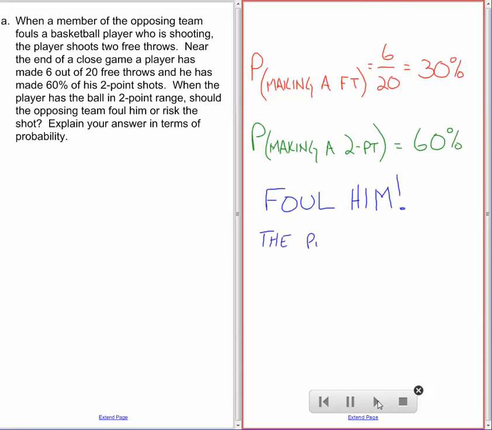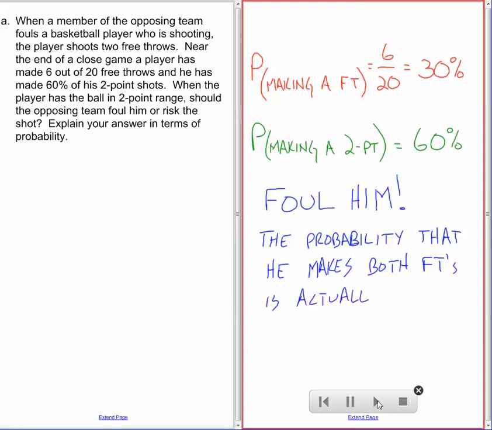The reason being that the probability that he makes both free throws and actually gets 1 point for each one of them, totaling 2 points, it's actually less than 30%. The probability that he makes one free throw is 30%. The probability that he makes both of them is going to be less than 30%. So we'll get into that a little bit more later.